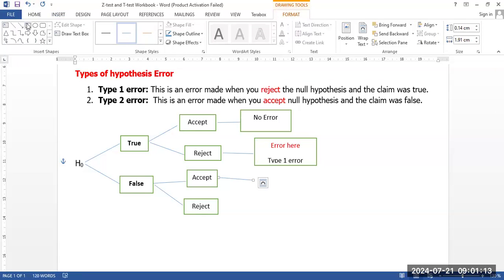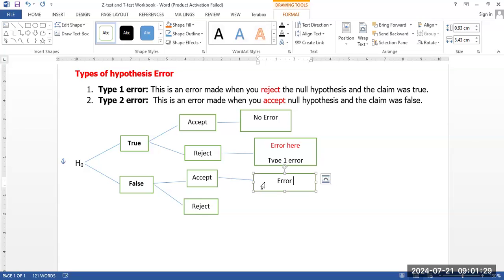Colleagues, which type of error is this? In the chat, type 2. Yes, this is type 2. This is the error here. The error you have here is type 2. Type 2 error.